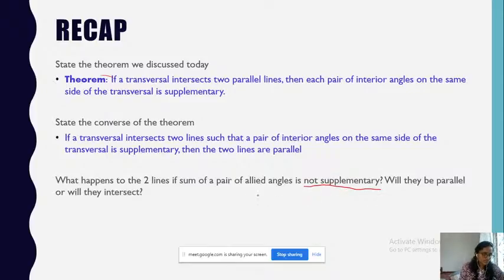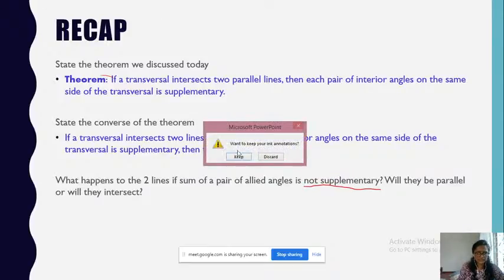So, the sum is not supplementary. The sum of interior angles on the same side of the transversal is not supplementary. Then, will they be parallel or will they intersect? What do you think? They will intersect. Yeah, Ramya is telling me they will intersect. So, Supraja, what do you think? They will intersect or they will be parallel? Supraja? Jafnavi, can you try?